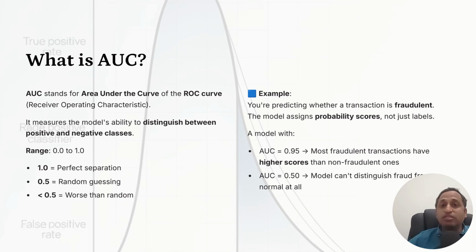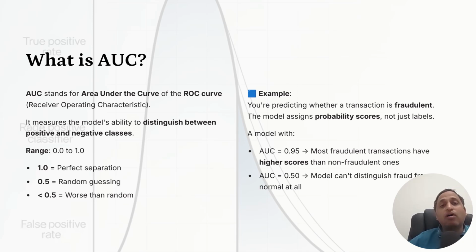So if AUC is 1, you have a perfect classifier. If it is 0.5, it is almost like flipping a coin. If it is less than 0.5, you are actively making wrong choices. So what's powerful about AUC is that it's threshold independent.